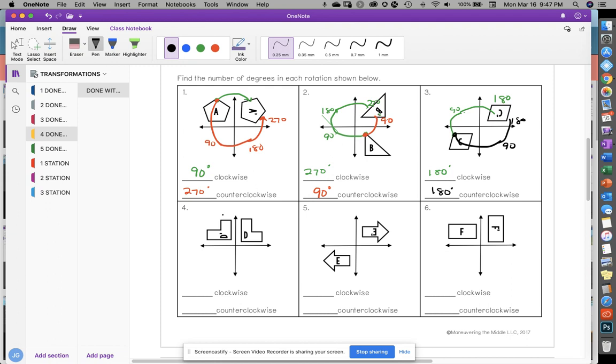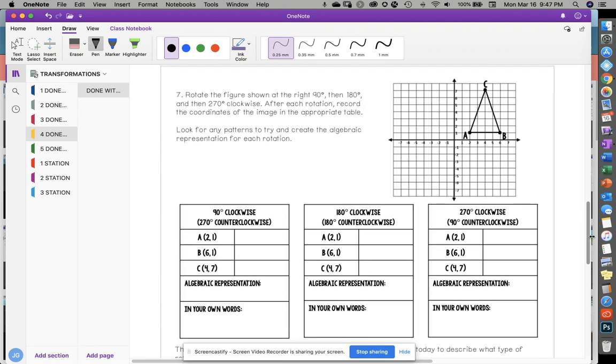All right, I want you to try 4, 5, and 6. All right, number 7 says rotate the figure shown at the right 90 degrees, then 180, and then 270 clockwise. So we're going to go in this direction because we're going to go clockwise. After each rotation, record your coordinates. I will do the first rotation and then you guys will do the next two.